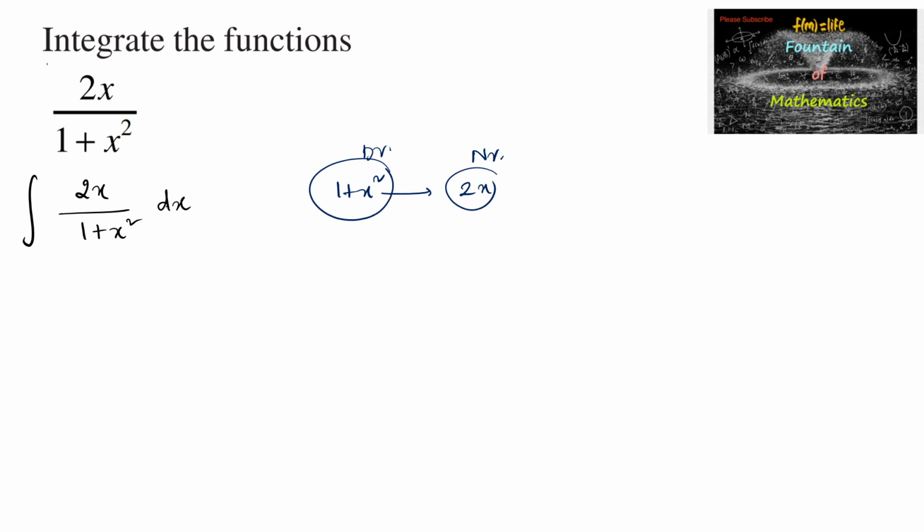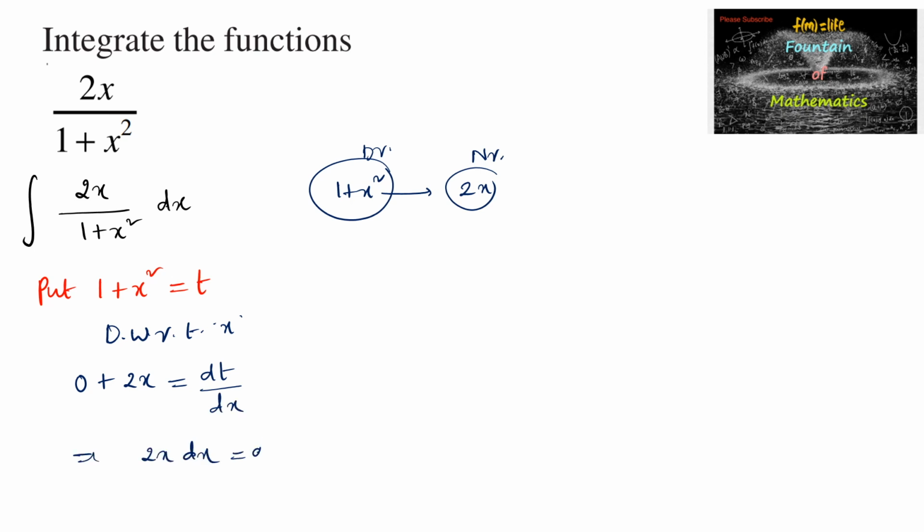Put 1 plus x square is equal to t. And so now, differentiating with respect to x on both the sides, we'll have 0 plus 2x is equal to dt by dx, or this can also be written 2x into dx is equal to dt.